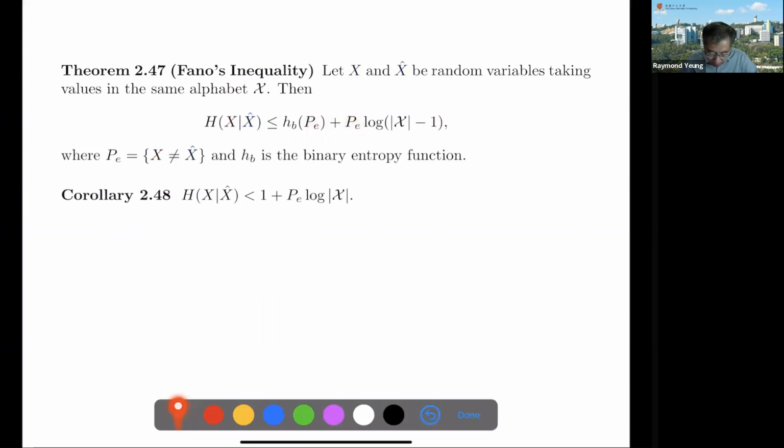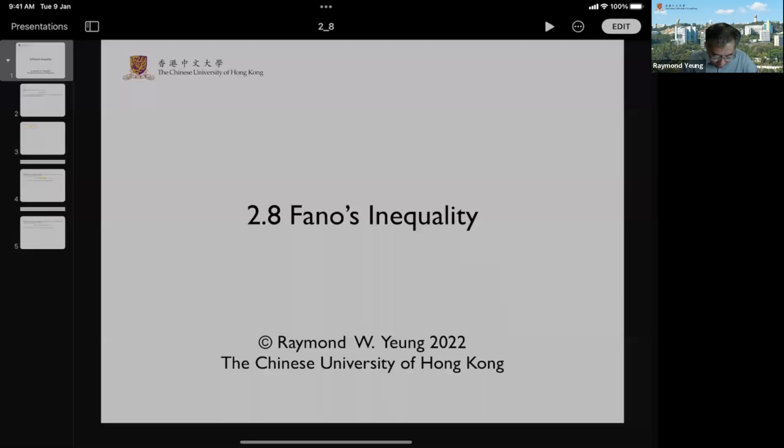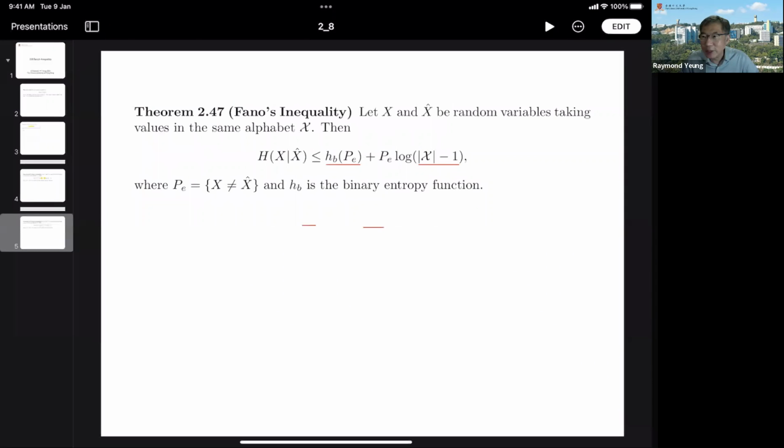Sometimes we only need this. We upper bound the binary entropy by 1, and then instead of using size of X minus 1, we just use size of X, and that's good enough asymptotically. So that's also a very useful form of Fano's inequality. Okay, so I'm done with Fano's inequality.